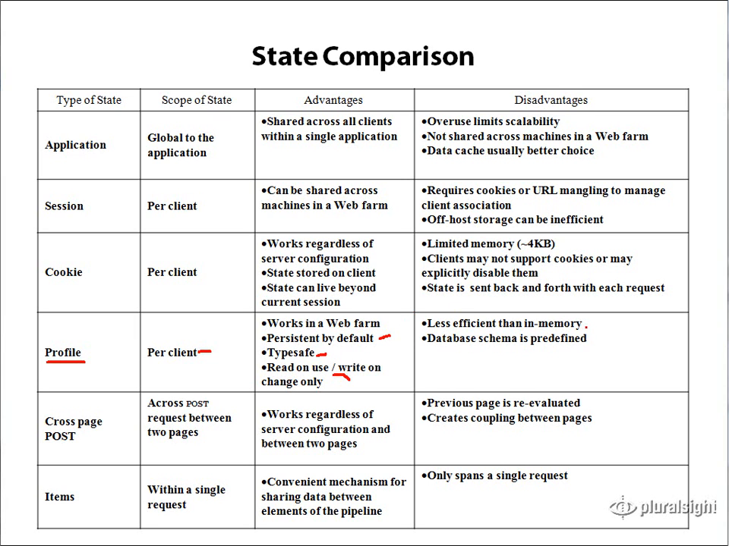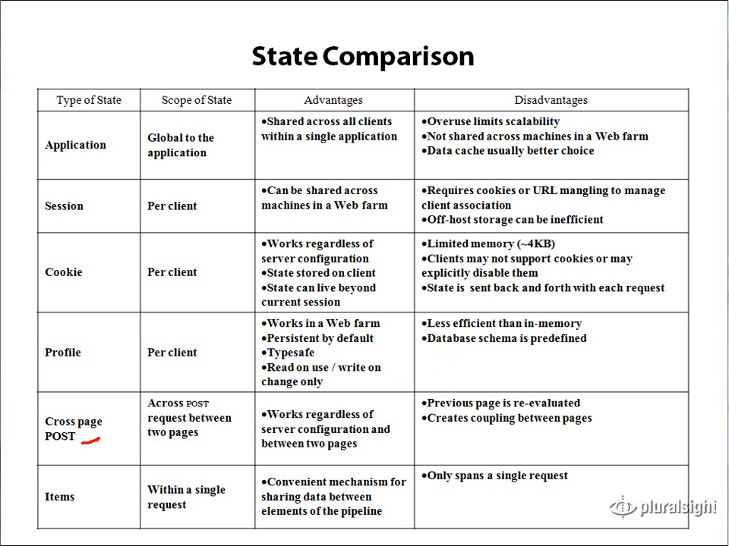It is, however, a little bit less efficient than in-memory because it's going to go to the database every time it needs data. And the one other drawback to this model is the database schema is predefined. So if you want to use Profile, you're pretty much tied to the database schema that you saw. Even if you build your own provider, Profile really sort of assumes that you're going to be able to write chunks of data out at a time, and you wouldn't have one column per property very easily.